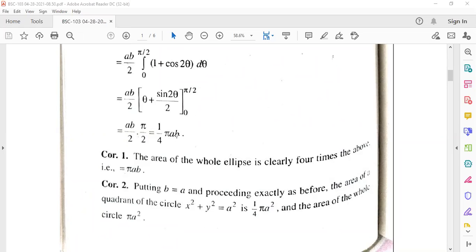Then if we put b equal to a, it will be coming 1 by 4 pi a square, and the whole area of the circle will be pi a square. 1 by 4 pi a square is the first part, and if we want the whole area, then we have to multiply this by 4, then it will be pi a square. Is it understood? So this is understood by everybody. I think you people have already done it in your class 12 syllabus also, na?